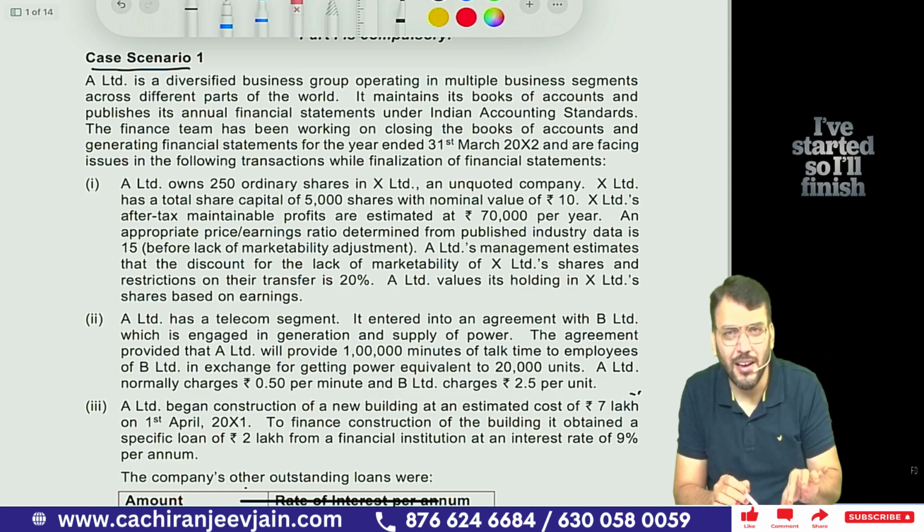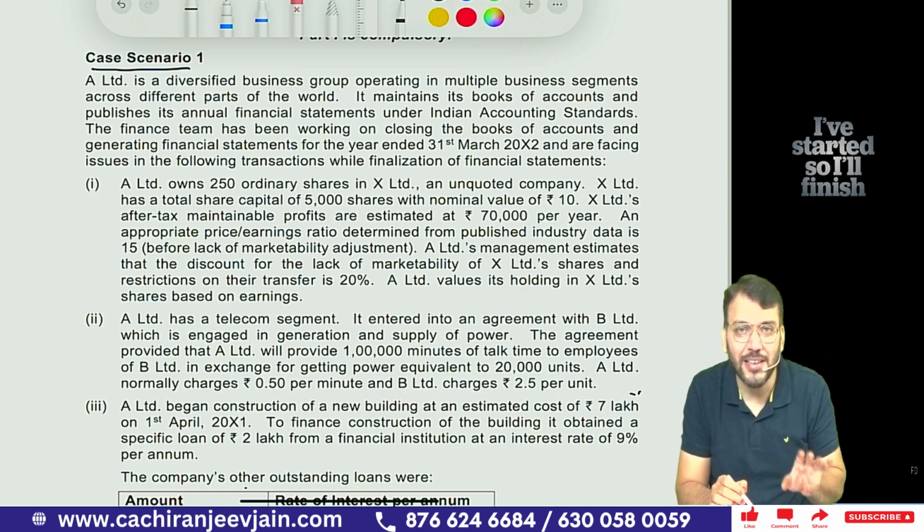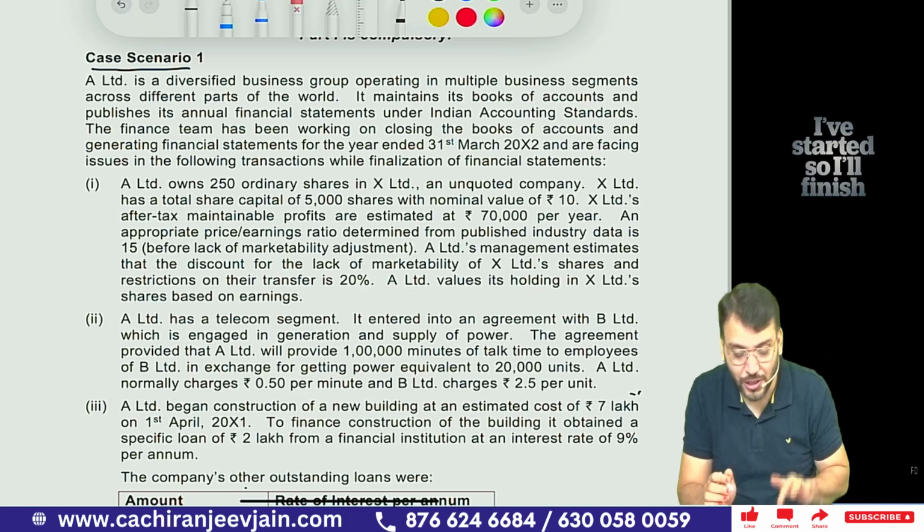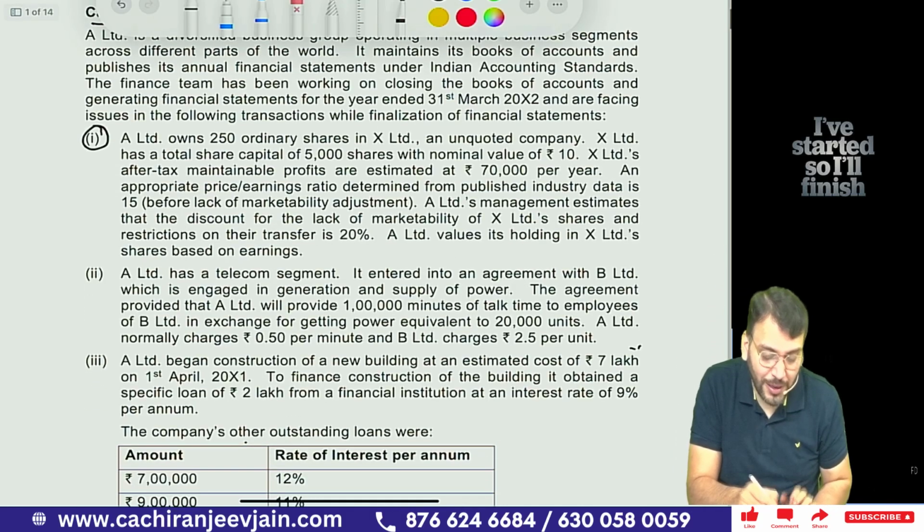The first para, whatever the opening para is given is not relevant, but then also always read the opening para because sometimes some hidden information is given in opening para also. Got this point? Yes, sir. Come to point number 1.